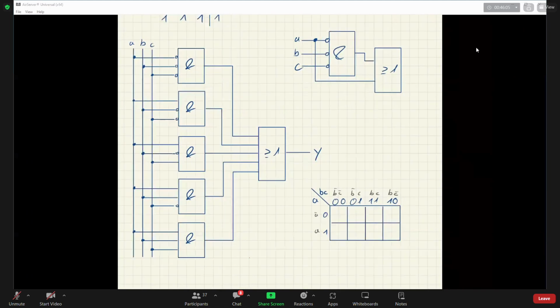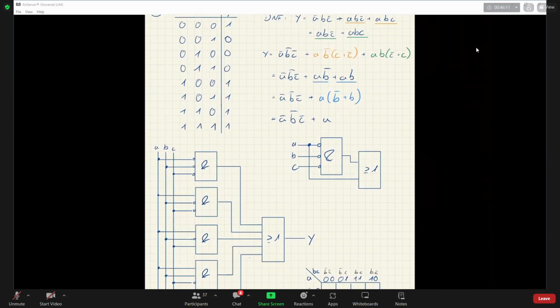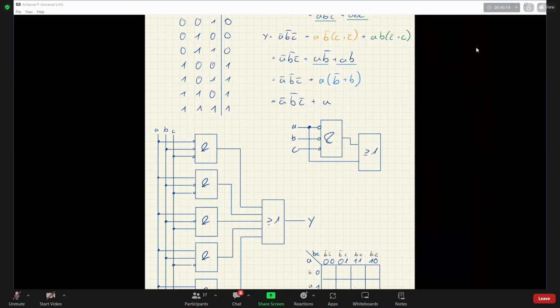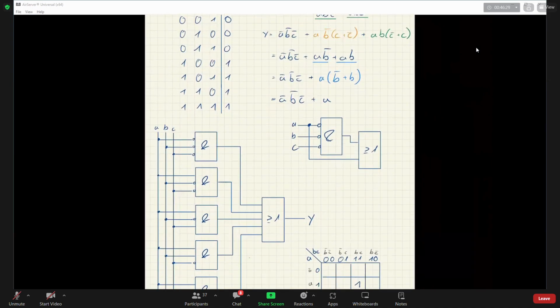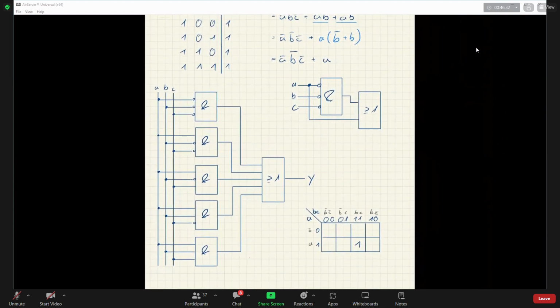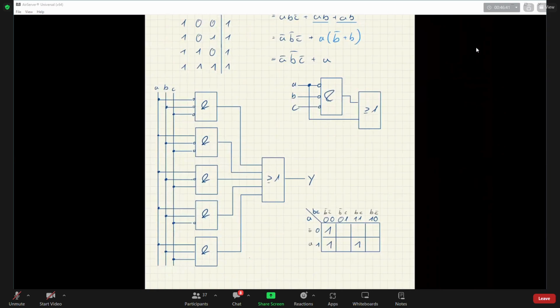And now we are filling in from the truth table. So it is 1 for A, B, C. So that's here. So A, B, C. It is 1 for A naught, B naught, C naught. So that's here. Then it is 1 for A, B naught, C naught. That's that one. For A, B naught, C. And for A, B, C naught.